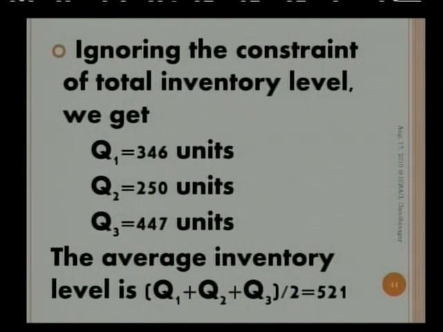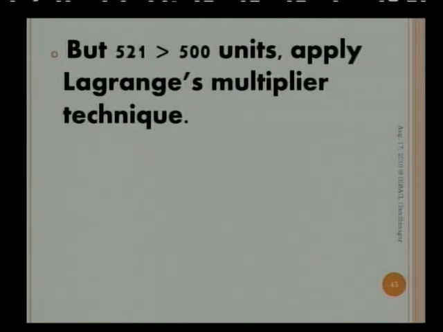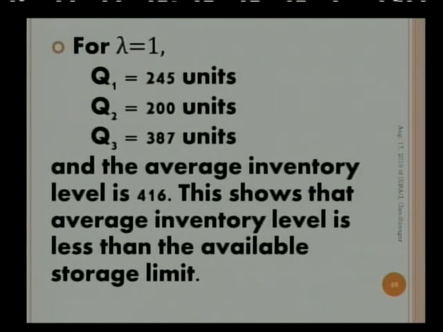If we apply our constraint, that is the summation of Qi by 2, it gives the value 521 units. But we know that we have a capacity of up to 500 units only, so we have 21 units more. So we need to work out the Lagrangian multiplier method. It is just one kind of trial and error method to find out the optimal value of lambda.